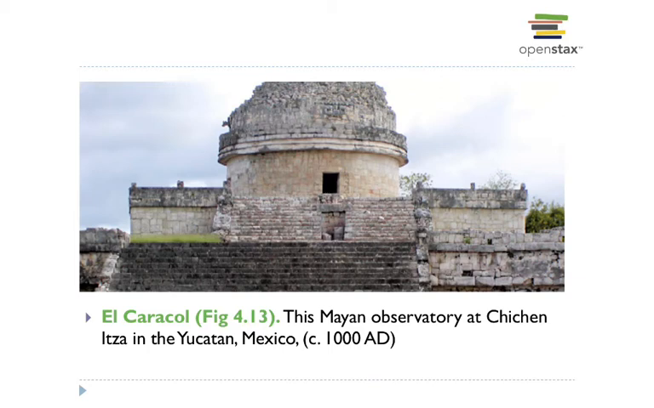This is a Mayan observatory in the Yucatan of Mexico here, 1000 AD. So even these ancient civilizations were studying astronomy so much that they already had buildings dedicated to them.